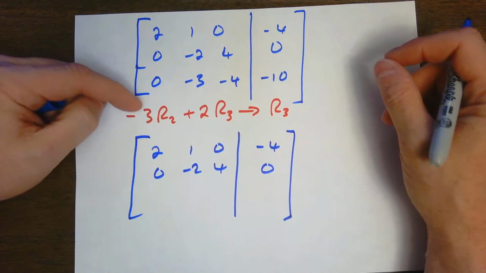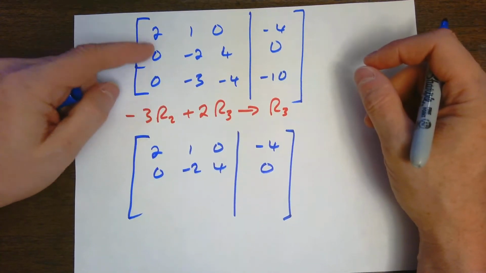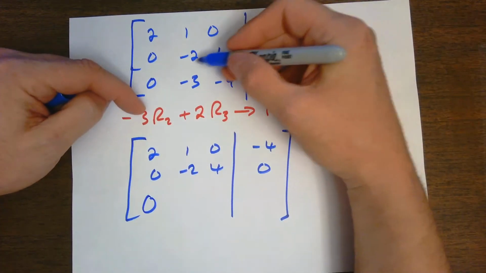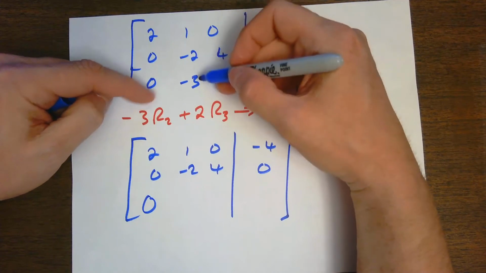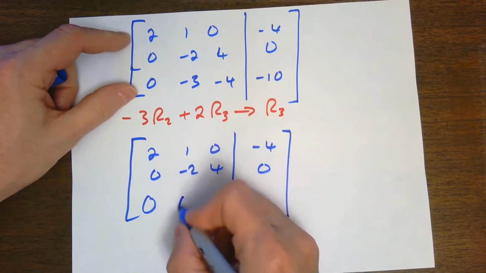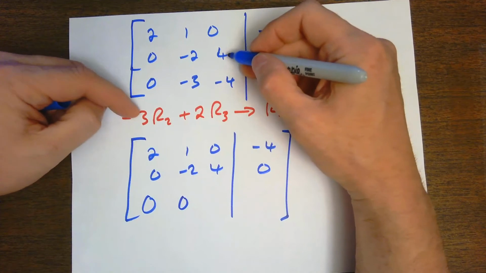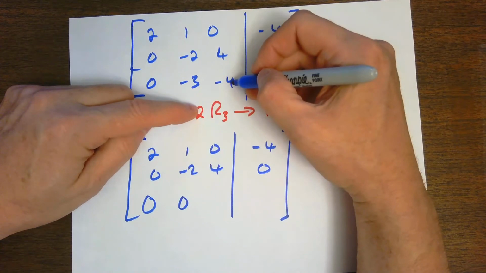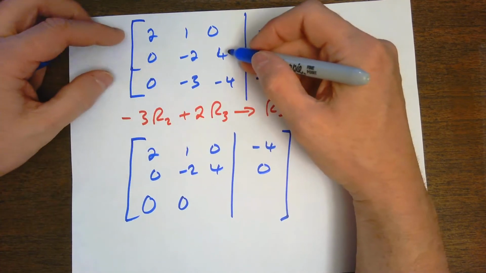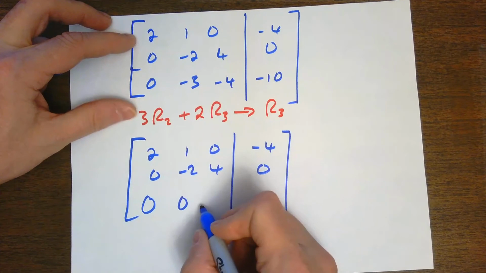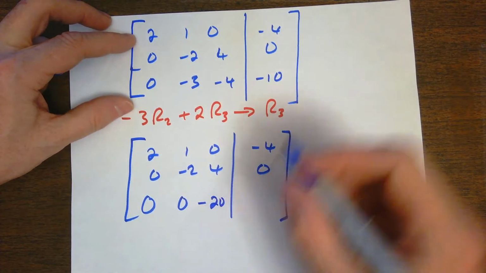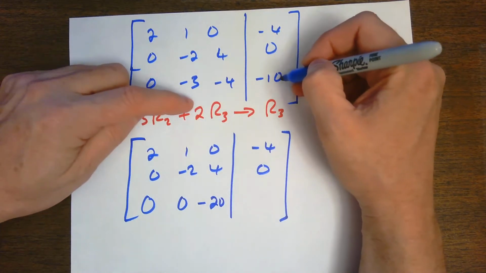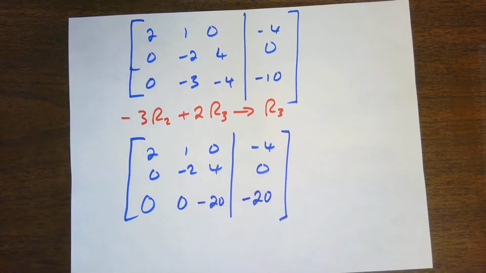All right, so let's see. Negative 3 times 0 is 0, and 2 times 0 is 0, so I still get 0 here. Negative 3 times negative 2 is 6. 2 times negative 3 is negative 6. 6 and negative 6, I get 0 there. Negative 3 times positive 4 is negative 12. 2 times negative 4 is negative 8. Negative 12 and negative 8 is negative 20. Negative 3 times 0 is 0. And 2 times negative 10 is negative 20.